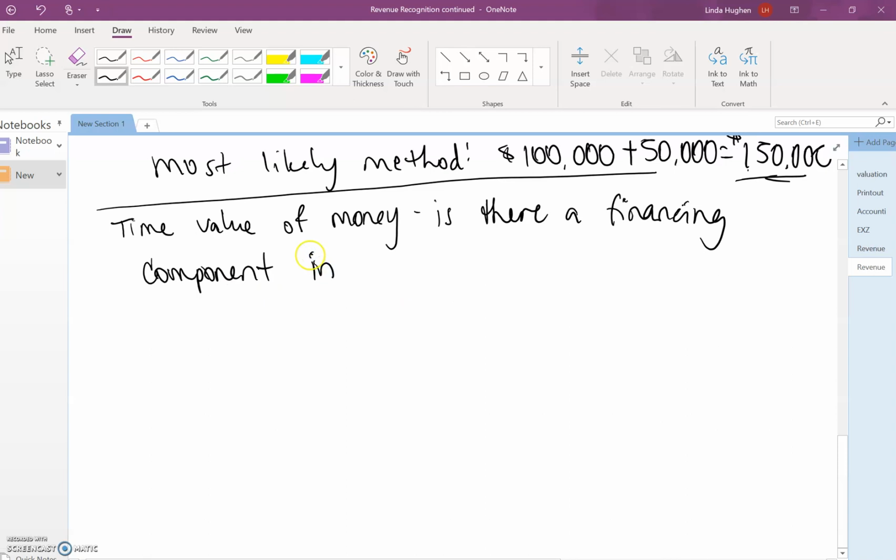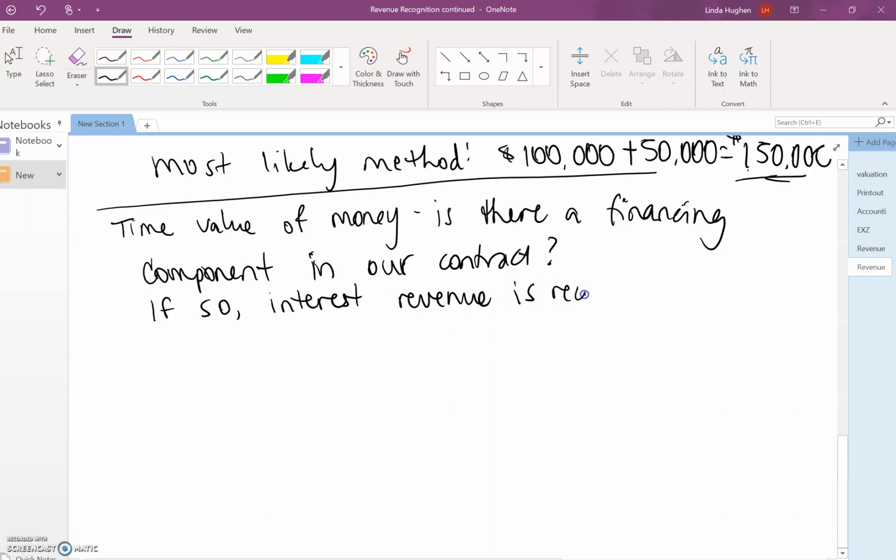We recognize the non-interest component once we provide the good or service, and that interest component should be recognized over time, or as time passes, which means there's going to be an adjusting entry at the end of the year to recognize the interest revenue portion.